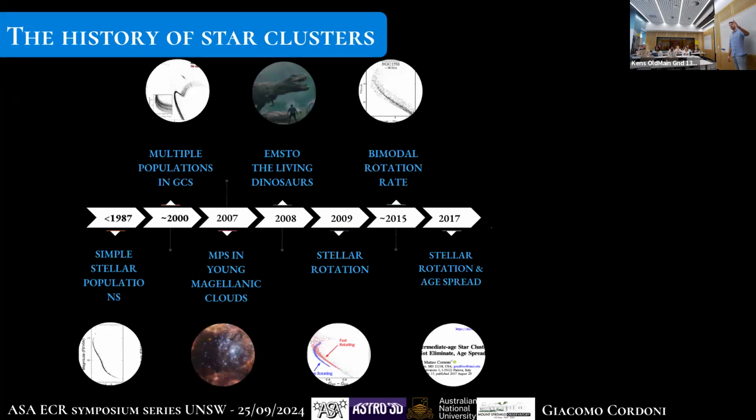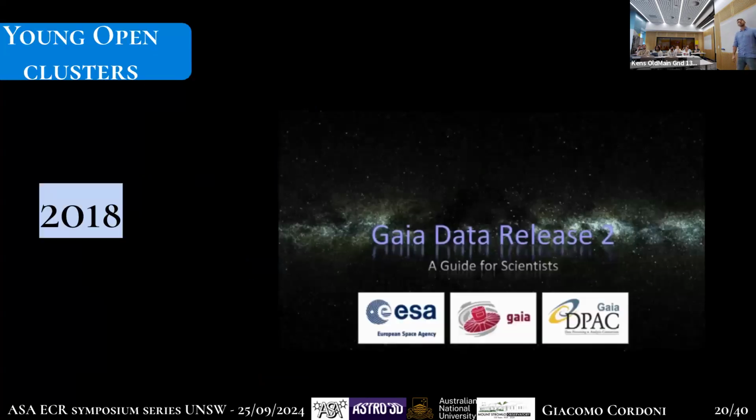So in 2017, we basically made a step back and we said, okay, stellar rotation is there, but it's not the only thing. We need to also include a residual age spread.